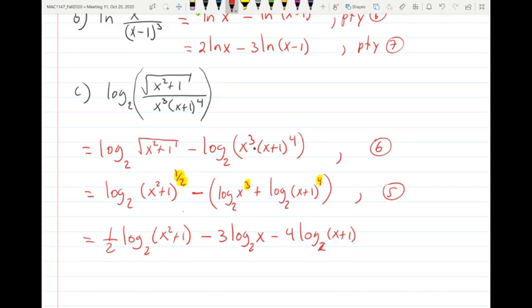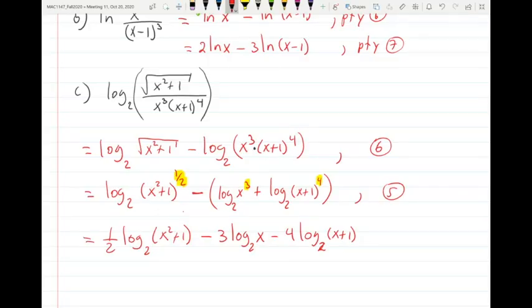And this is as simple as it gets, okay? We cannot do anything else here. There's no property that allows us to do anything else. So we stop here. Okay, questions? Yes, Sarah.